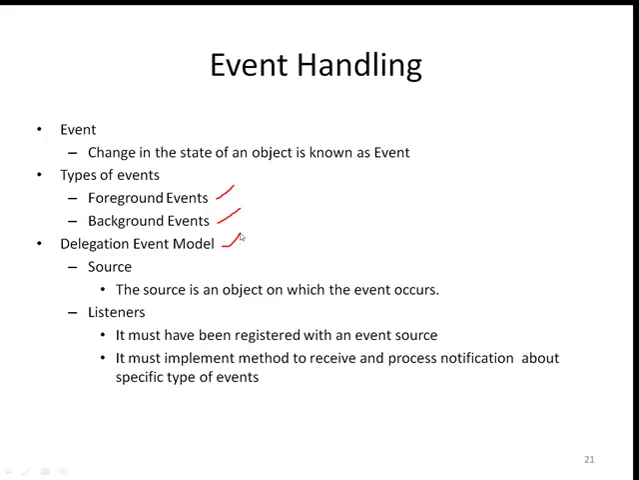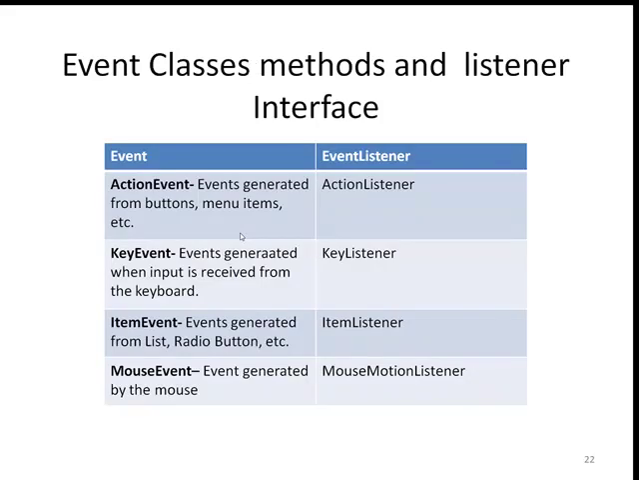Now I will show you some important events and their related listeners. So these are the different kinds of events and their listeners. The first one is action event. An action event is generated when a button is clicked, a list item is double clicked, or a menu item is selected. To handle this action event, we need to implement the action listener interface.